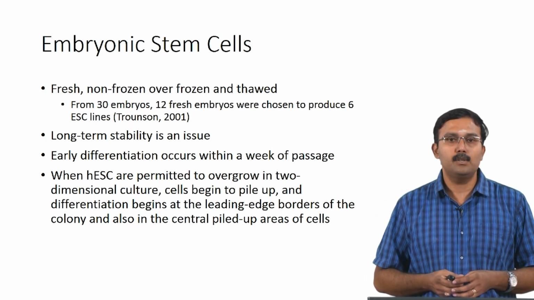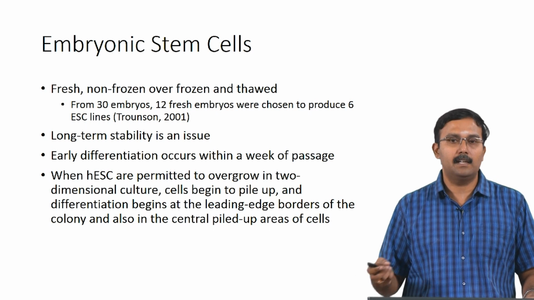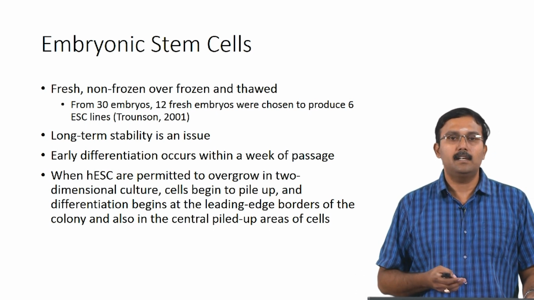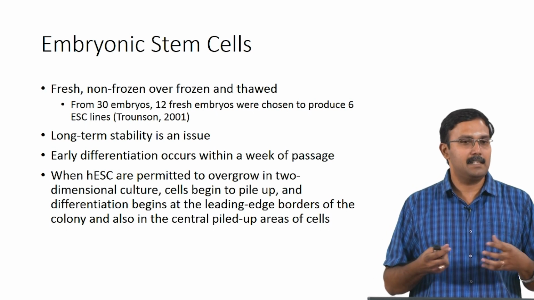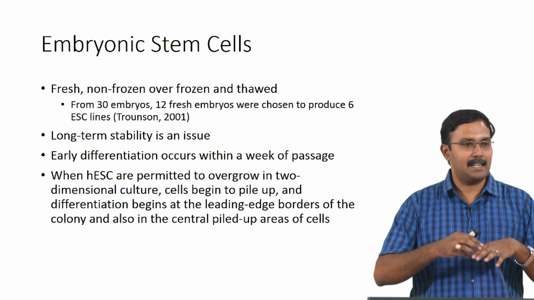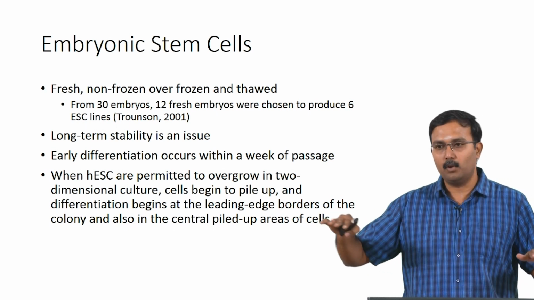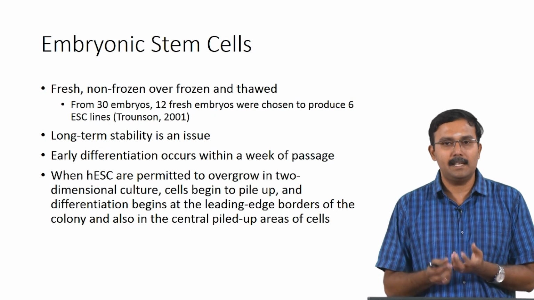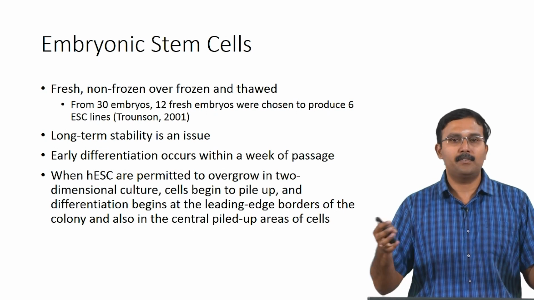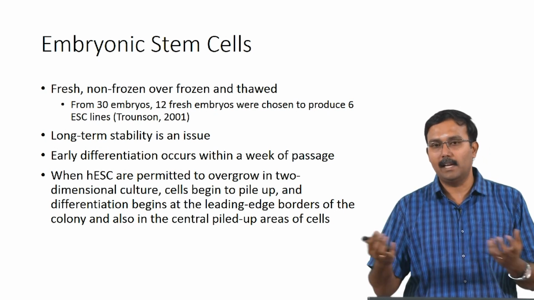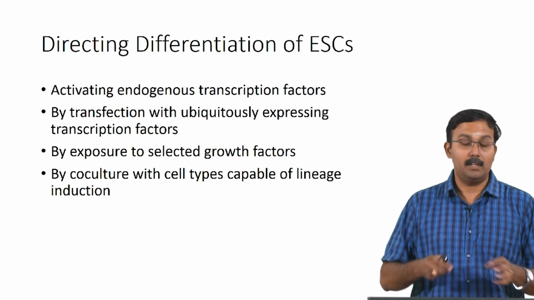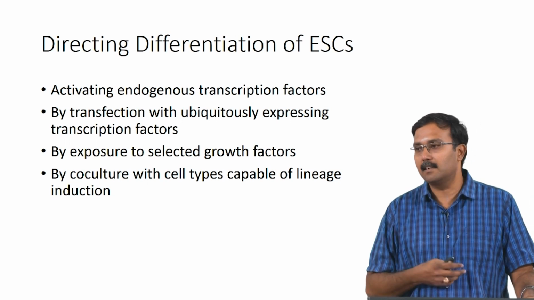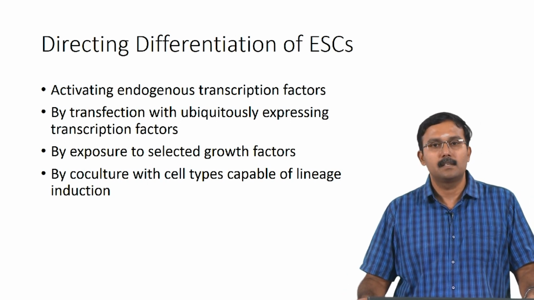There are also issues with respect to long term stability, and there are cases where there is early differentiation. When you culture these cells in a 2D environment, the cells can actually pile up, right. Instead of forming a monolayer, once there are more cells it can start piling up, and this will create stresses causing differentiation around the edges or in the piled up areas. These places would experience more stresses and it results in differentiation of cells.